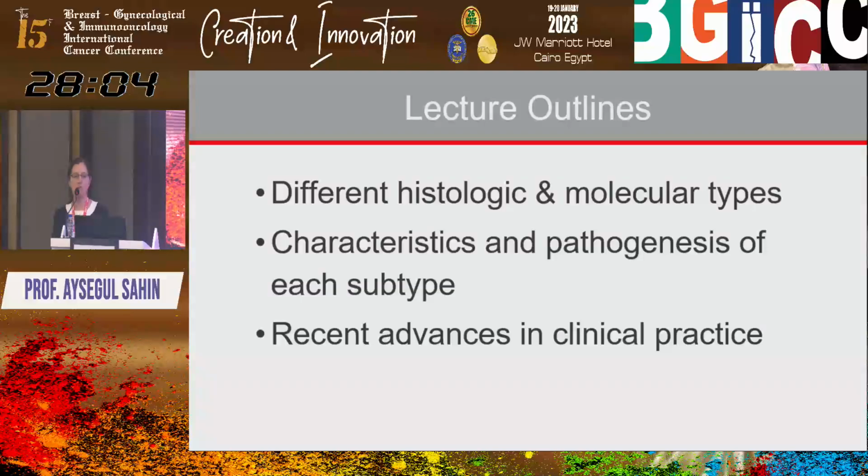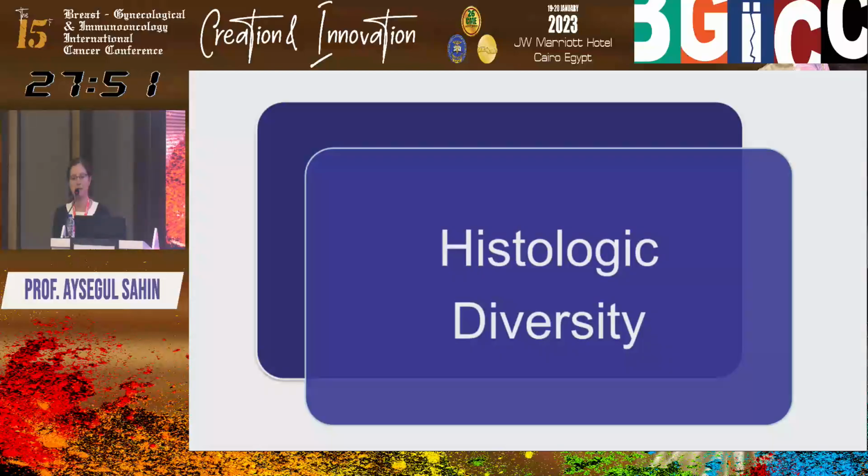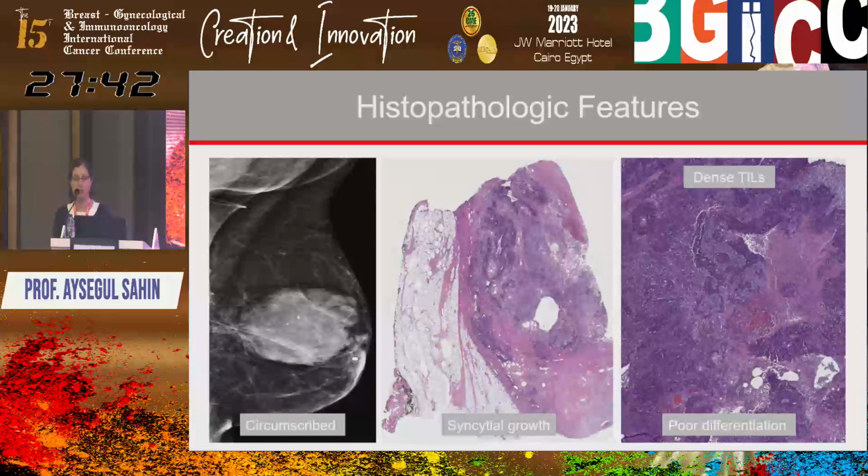So today, briefly, I would like to go over these different histologic and molecular subtypes of triple-negative carcinoma, characteristics of pathogenesis of each subtype, and recent advances in our clinical practice. Diversity is going to be the word for triple-negative carcinoma. So we have the histologic diversity. In terms of clinical presentation, these tumors tend to be more circumscribed compared to invasive ductal carcinomas, otherwise specialized. So it doesn't have to be, but typically they are.